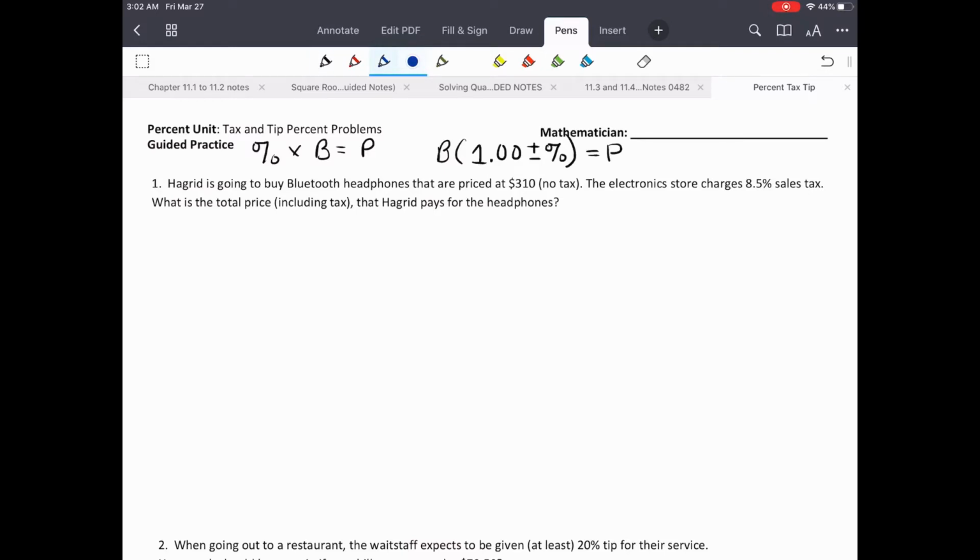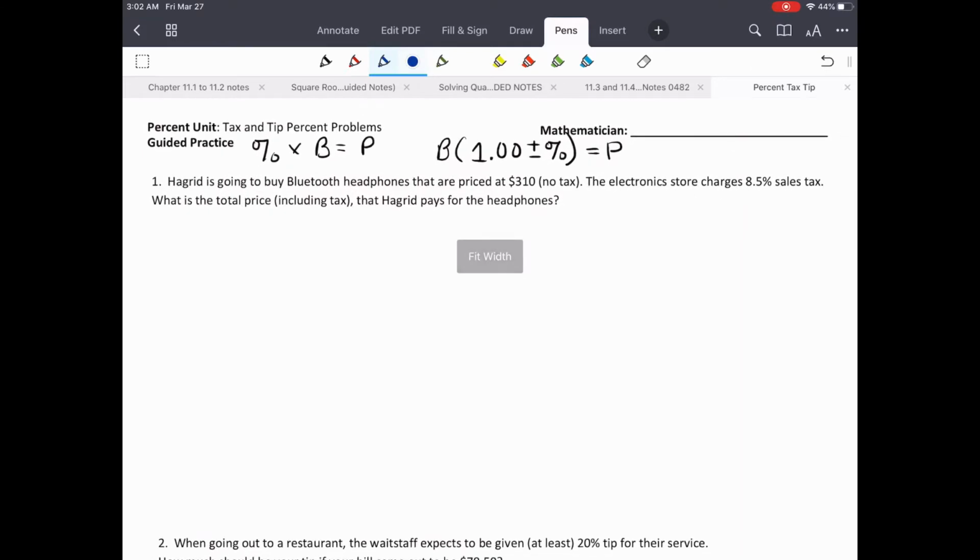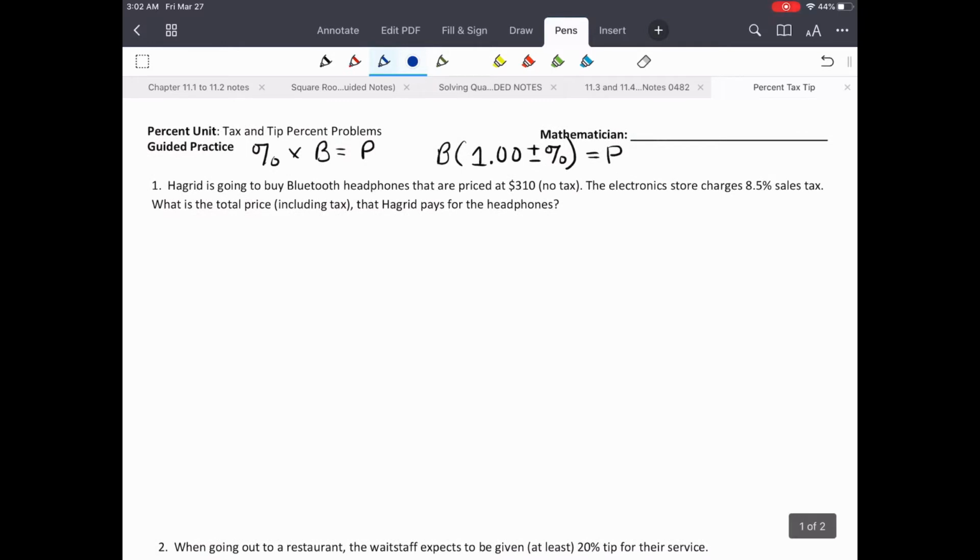So in this first example, let's look at this one. We've got Hagrid is going to buy Bluetooth headphones that are priced $310, and that's without tax. The electronics store charges 8.5% sales tax. What is the total price, including tax, that Hagrid pays for the headphones? Now this sounds like a percent increase type problem. Actually, either equation would work, but if I use the percent increase equation, which is base times 1 plus the percent equals the part, we should be able to get it.